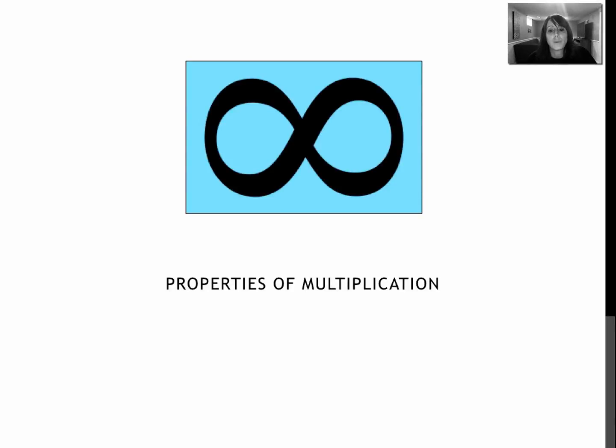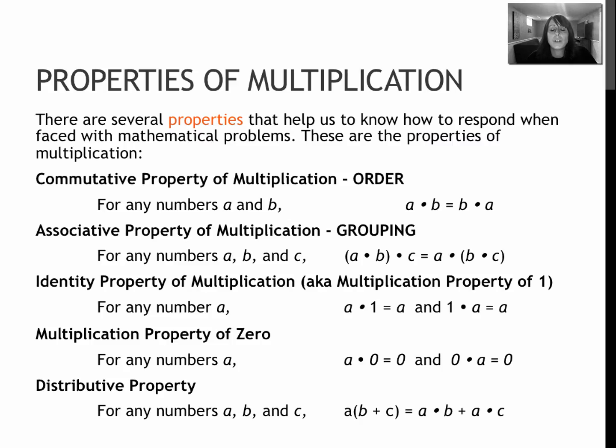These are the properties of multiplication. Again, dealing with properties, it just gives us a rule book for how to approach different questions throughout mathematics. So for multiplication, we have more properties than we did for addition. The first property is the commutative property, and just as before, commutative still represents the order, and so we're saying that A times B is the same as B times A.